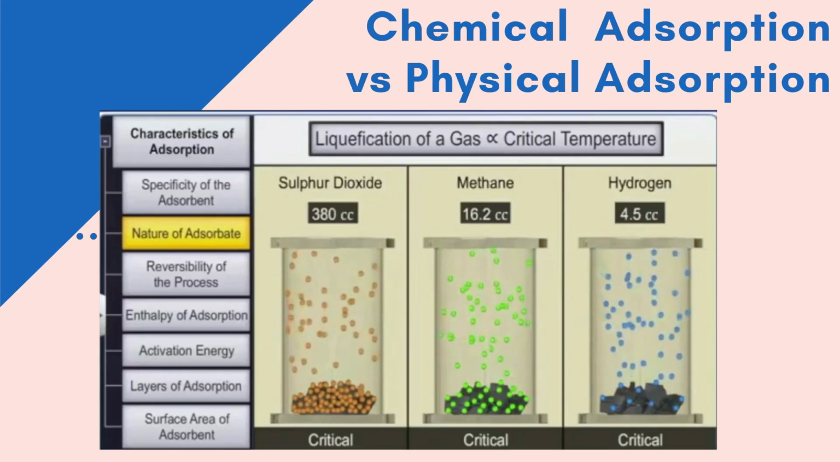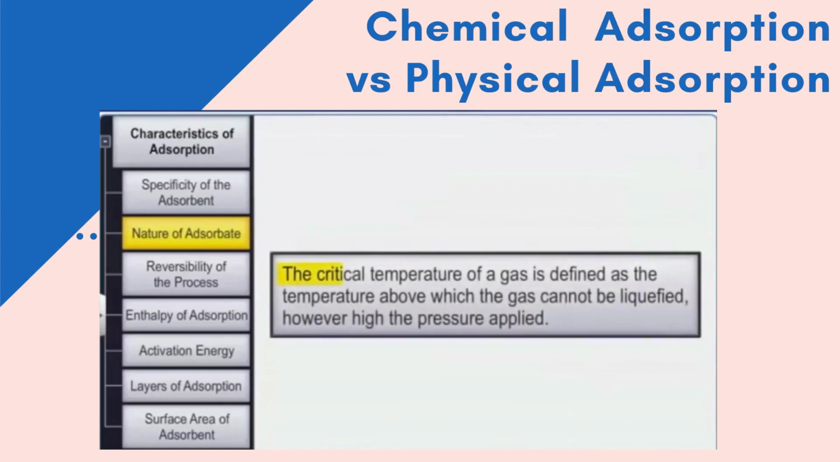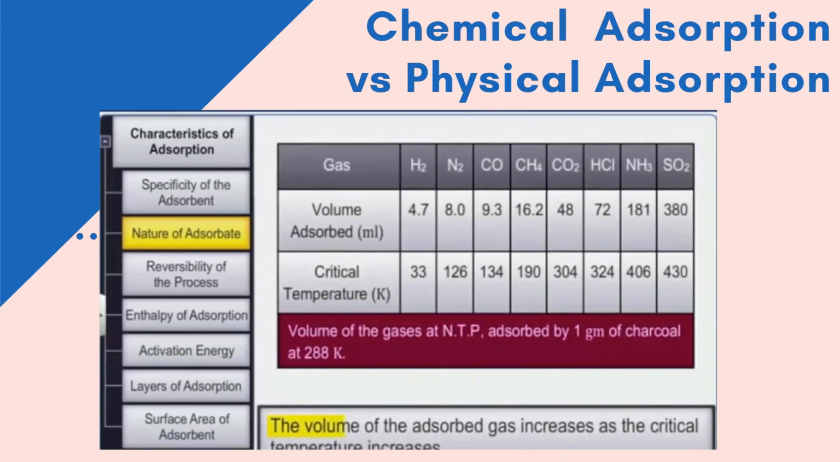The critical temperature of a gas is defined as the temperature above which the gas cannot be liquefied, however high the pressure applied. It can be seen that the volume of the adsorbed gas increases as the critical temperature increases. The critical temperature of sulfur dioxide is 430 Kelvin, and hence, it is adsorbed more on charcoal than methane and hydrogen, which have a critical temperature of 190 and 33 Kelvin respectively.